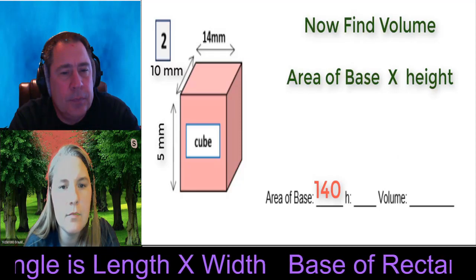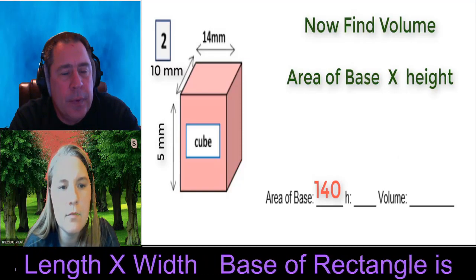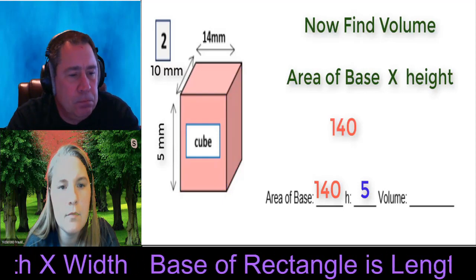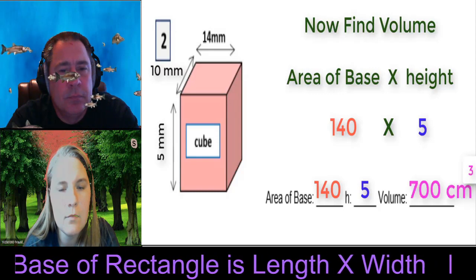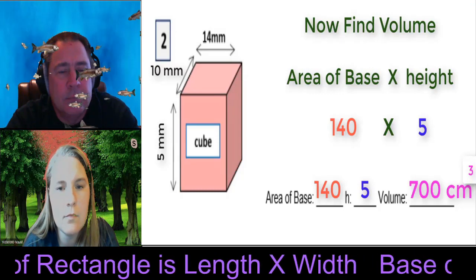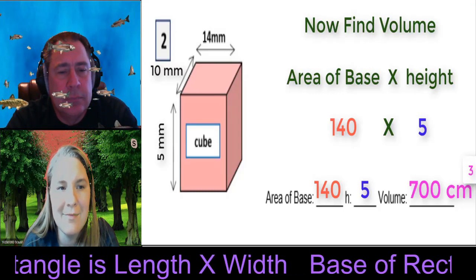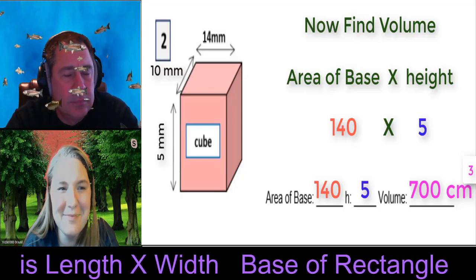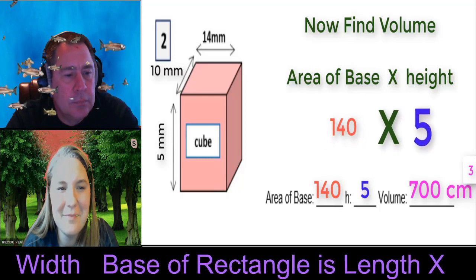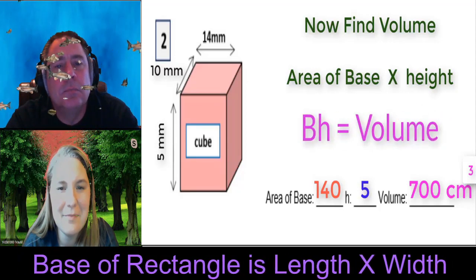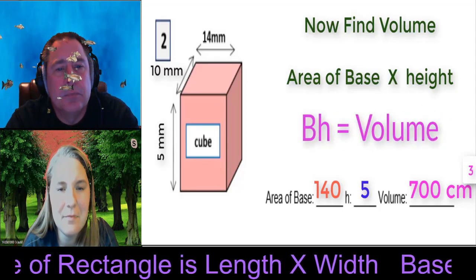Okay, so now we need to find the volume. We have the area of the base, now we're going to find the height. The height is 5. We're going to multiply that times 140, which we found before, and we get 700 centimeters cubed. So once again, remember, take the area of the base and multiply it times the height. Big B times H will equal volume.